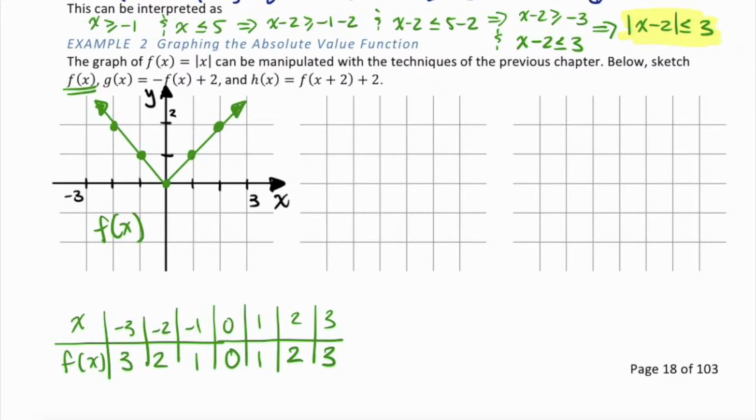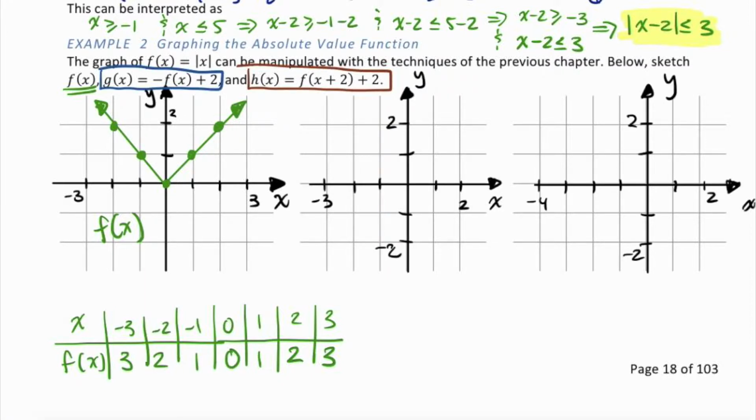Now that we have the graph of f of x completed, let's use the manipulations we've already learned, the translations and transformations of graphs, to graph out both g of x and h of x. Now let's go ahead and sketch our graph. So for g of x, if you notice, we need to flip this graph upside down, so it should be in this direction, and then raise it by 2.